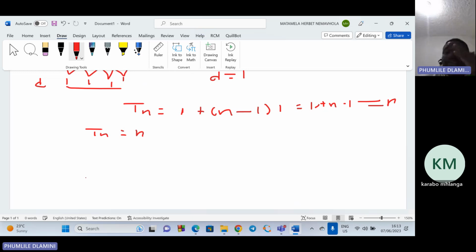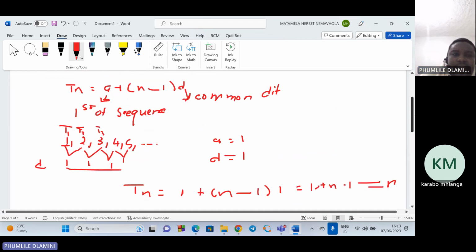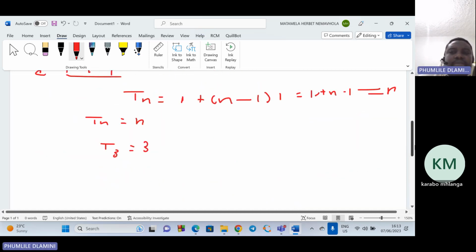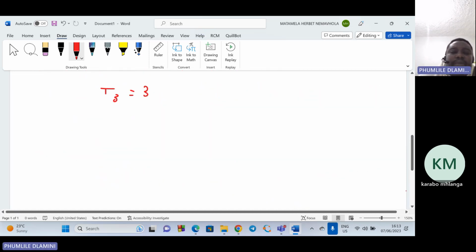So when we say Tn equals N, it means that if I want to find term 3, T3, I will just have T3 equal to 3. So if we go to our sequence here, you will see that your T3 equals 3. So that's how we normally do it when we work with this.